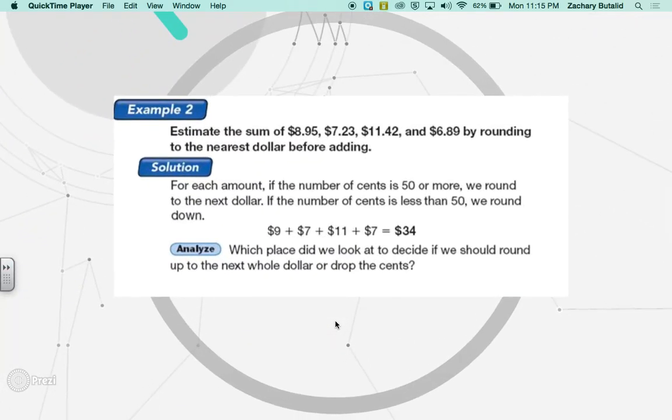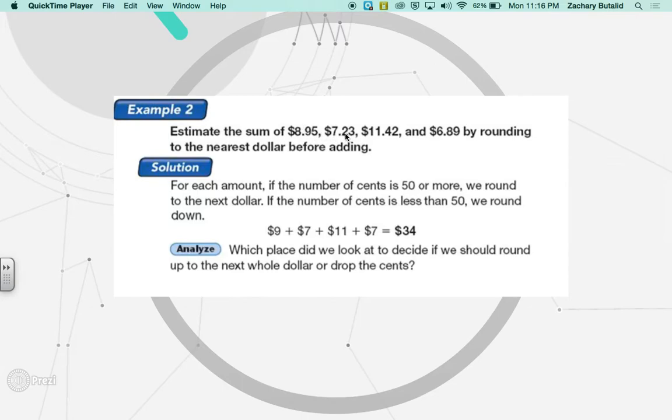Let's go to example number 2. We're going to estimate the sum of $8.95, $7.23, $11.42, and $6.89 by rounding to the nearest dollar before adding. So what we're doing here is we're going to round to the nearest dollar. We don't want any decimal points before we actually add. Sum means add. For $8.95, there's only 5 cents left to get to $9, so I'm going to round this one to $9.